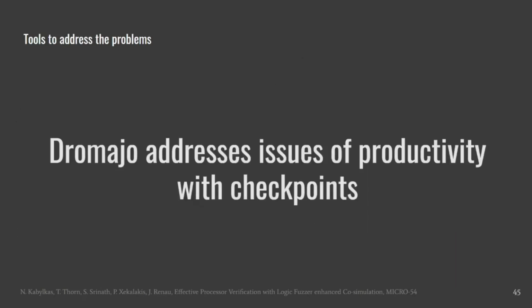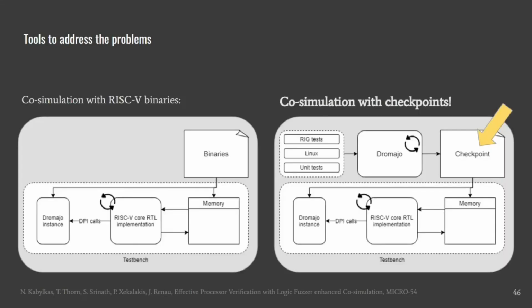Now, Dromajo also addresses the issue of productivity with checkpoints. This checkpoint feature is very novel, I think, in the verification space. Previously, we have seen this picture on the left, where we load the actual binaries into the Dromajo instance and the memory. We can also use Dromajo as depicted in the picture on the right. We can run Dromajo standalone, meaning we can load some random instruction generated tests, boot Linux, or put unit tests inside of Dromajo and let it run for many cycles, and then dump the checkpoint. The checkpoint is nothing but a snapshot of the architectural state, which we can then load into our simulator and start from that point.